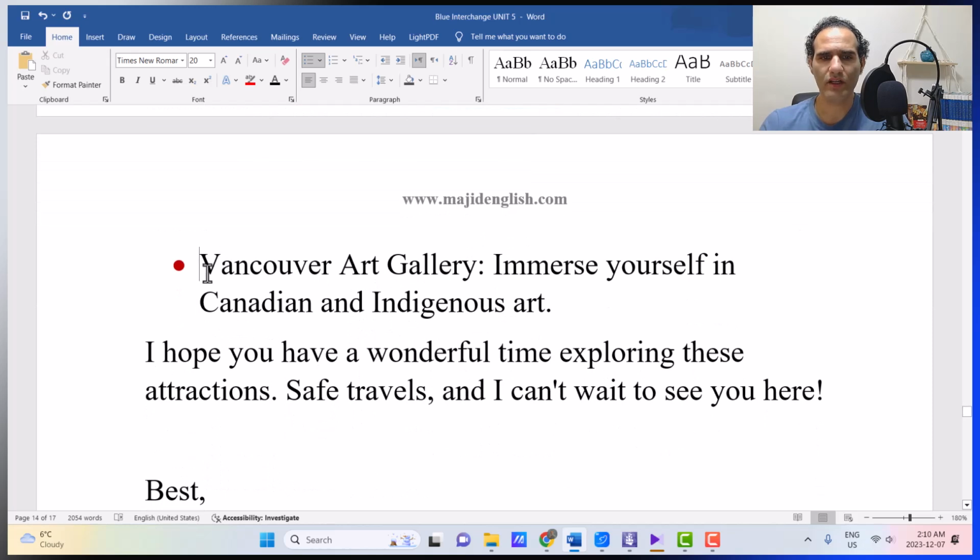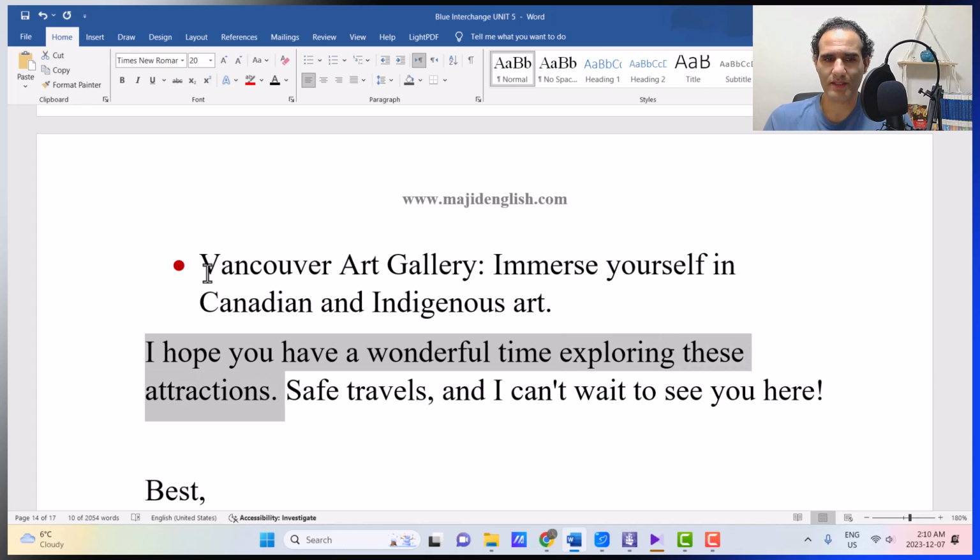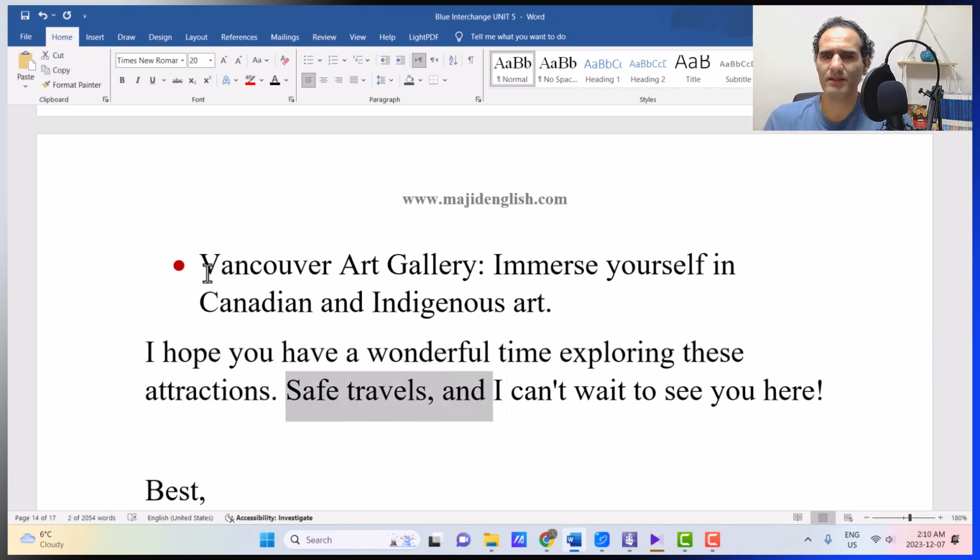And also, Vancouver Art Gallery. Immerse yourself, which means to surround yourself with something so much. So, immerse yourself in Canadian and Indigenous art. I hope you have a wonderful time exploring these attractions. Safe travels, and I can't wait to see you here.